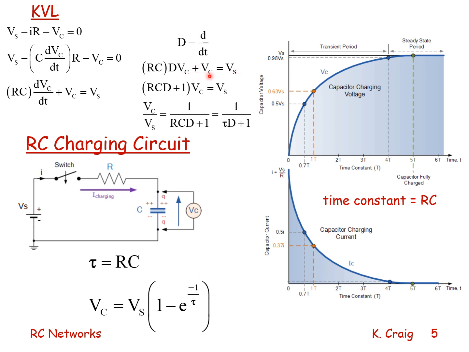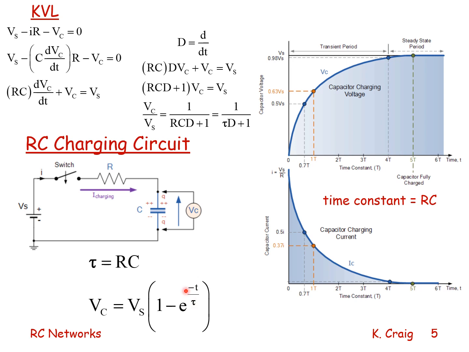I factor out V sub C, I get this equation. I divide V sub C by V sub S, I get what we call the transfer function. RC I define as tau, the time constant. And if I were to solve this equation mathematically, the expression I would get is that VC is equal to the supply voltage times the mathematical expression 1 minus e to the exponent minus time divided by the time constant, which is R times C.